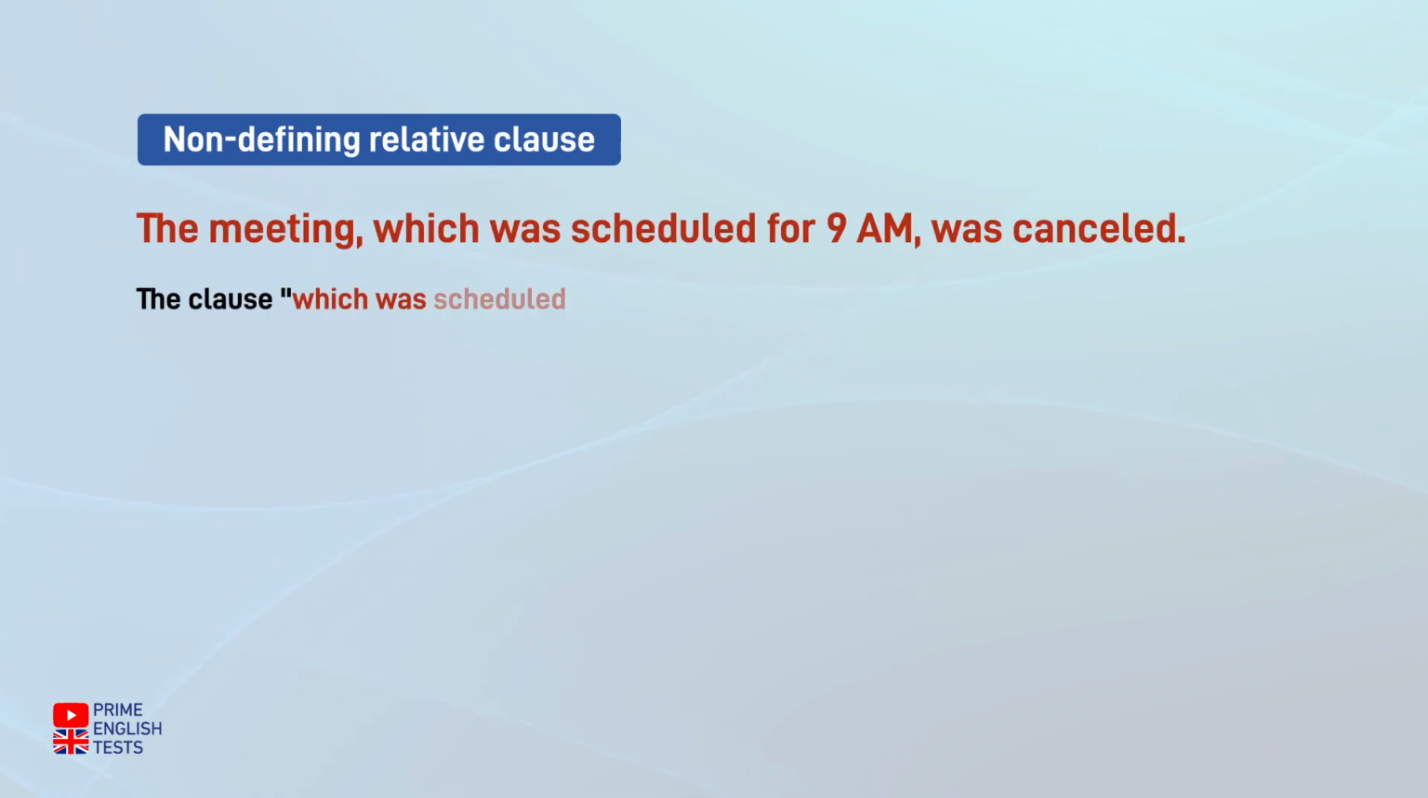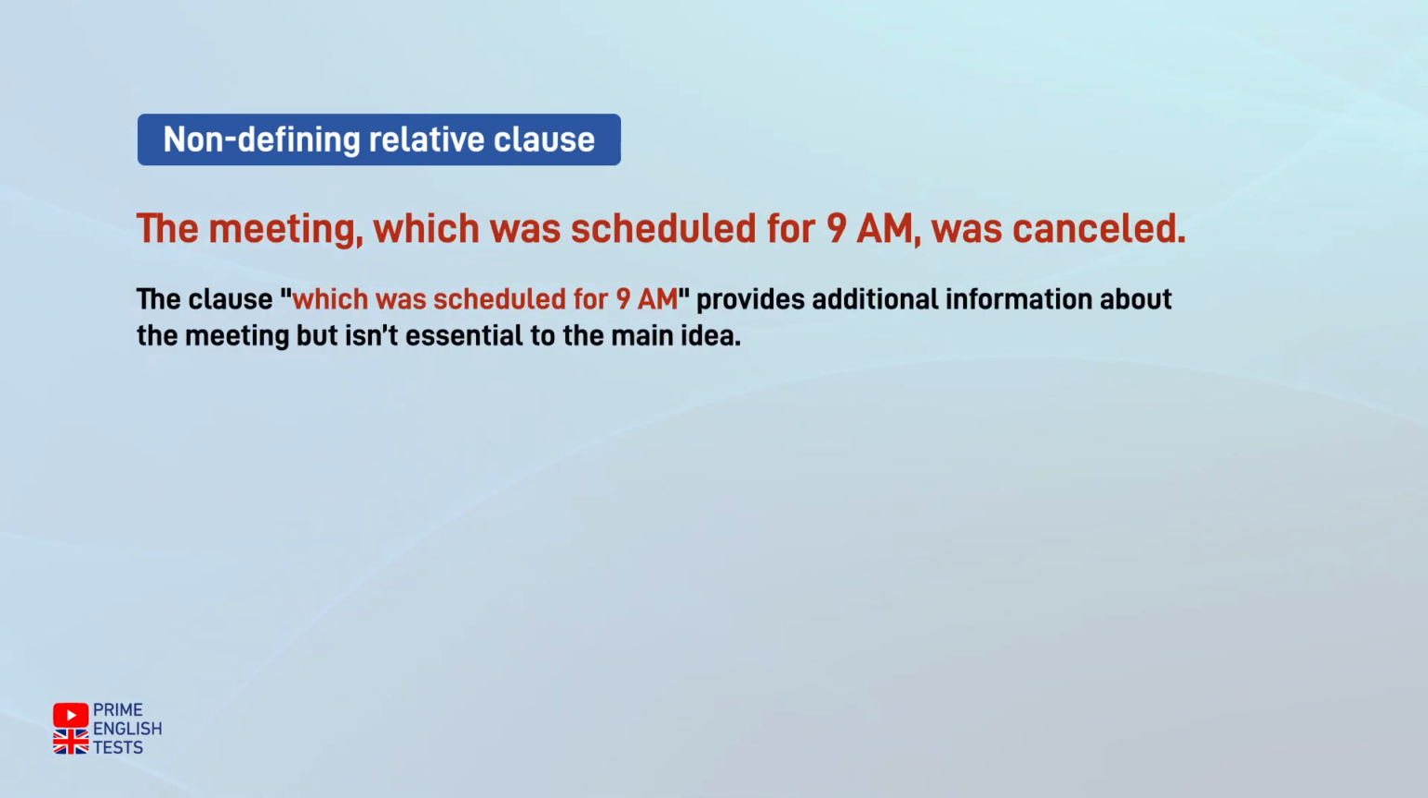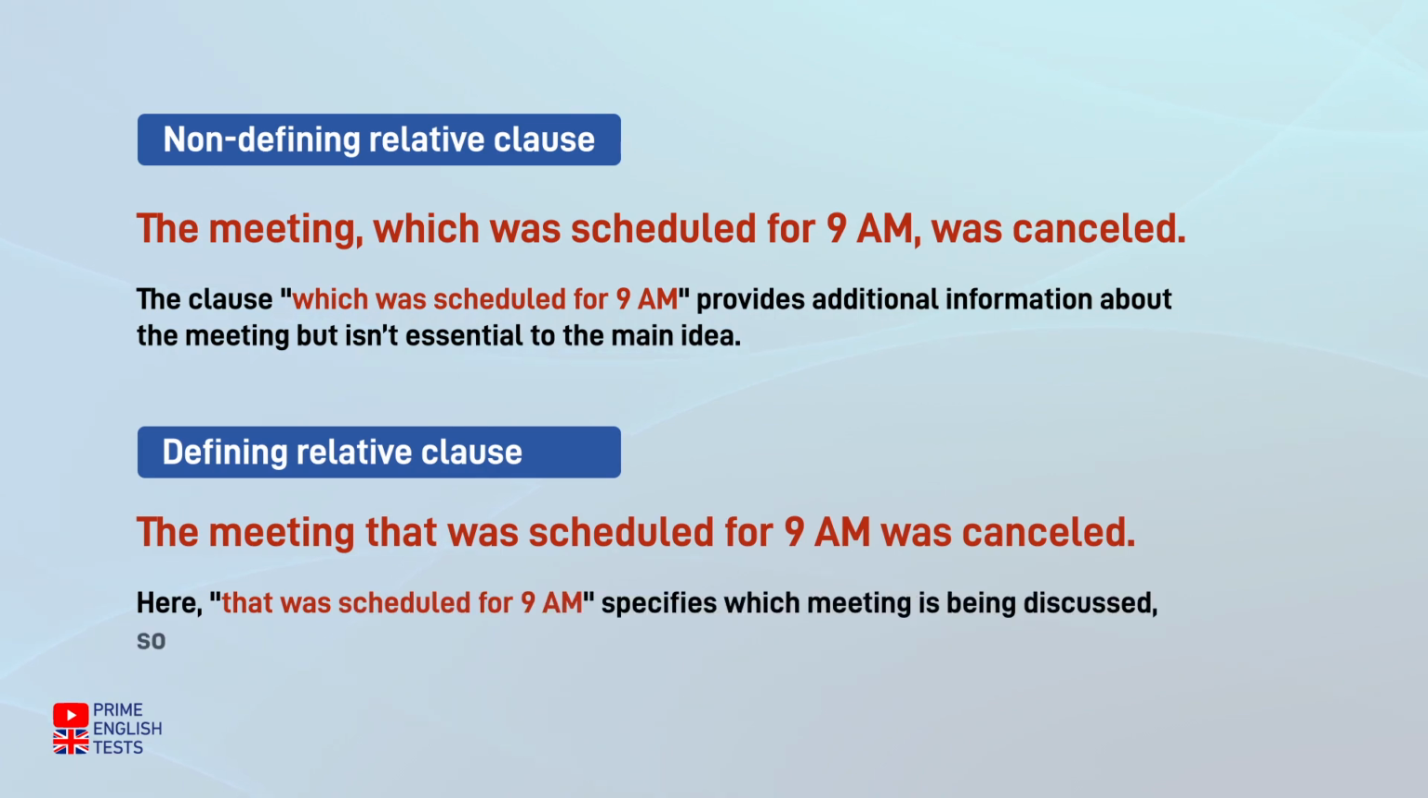The meeting, which was scheduled for 9 a.m., was cancelled. The clause "which was scheduled for 9 a.m." provides additional information about the meeting, but isn't essential to the main idea. The meeting that was scheduled for 9 a.m. was cancelled. Here, "that was scheduled for 9 a.m." specifies which meeting is being discussed, so it's necessary for clarity.